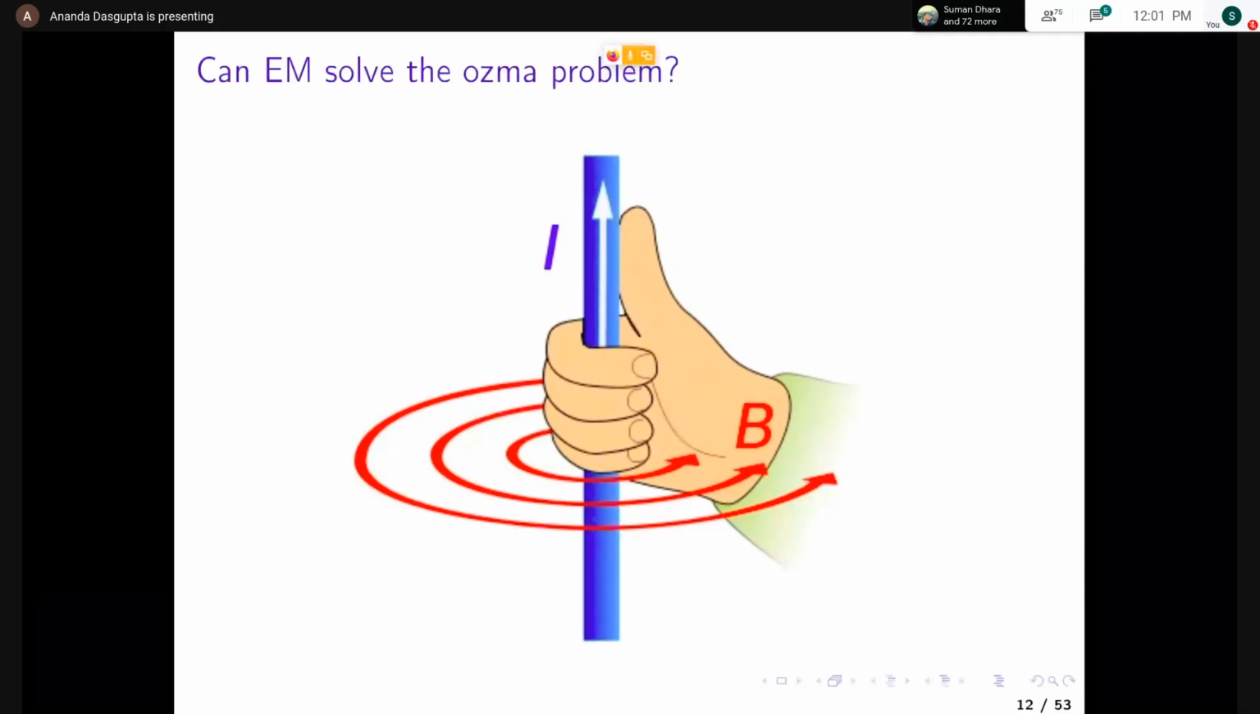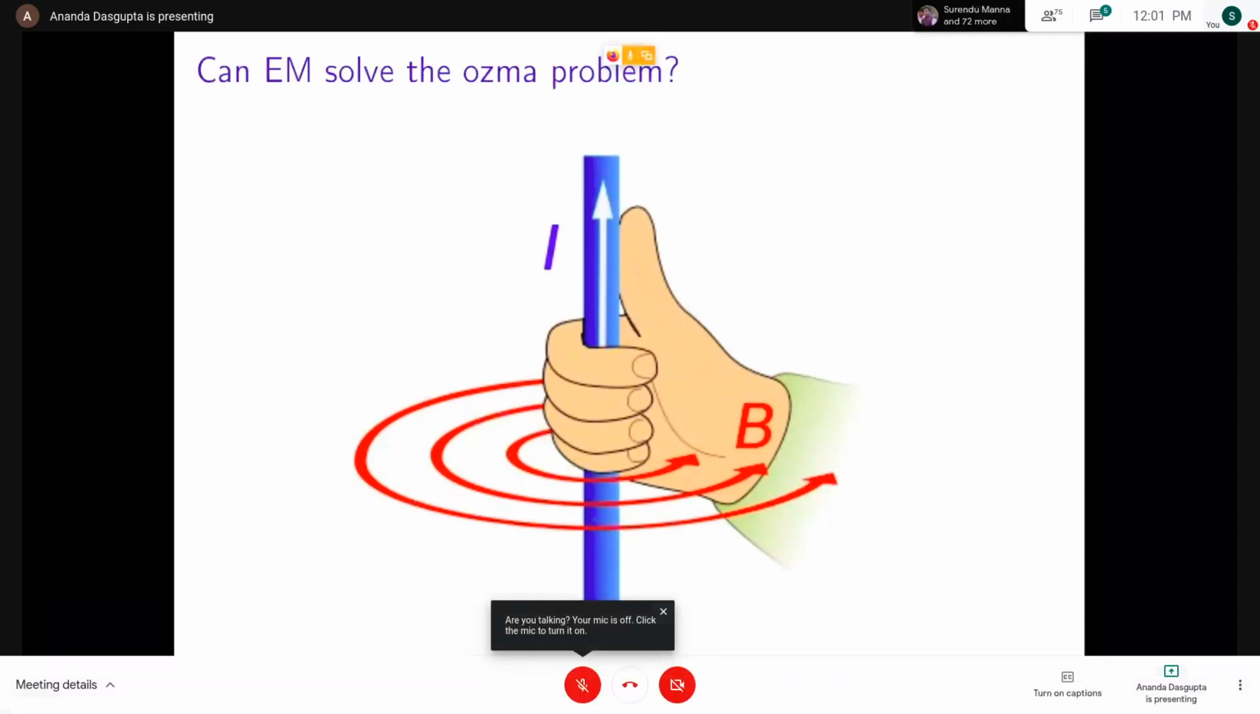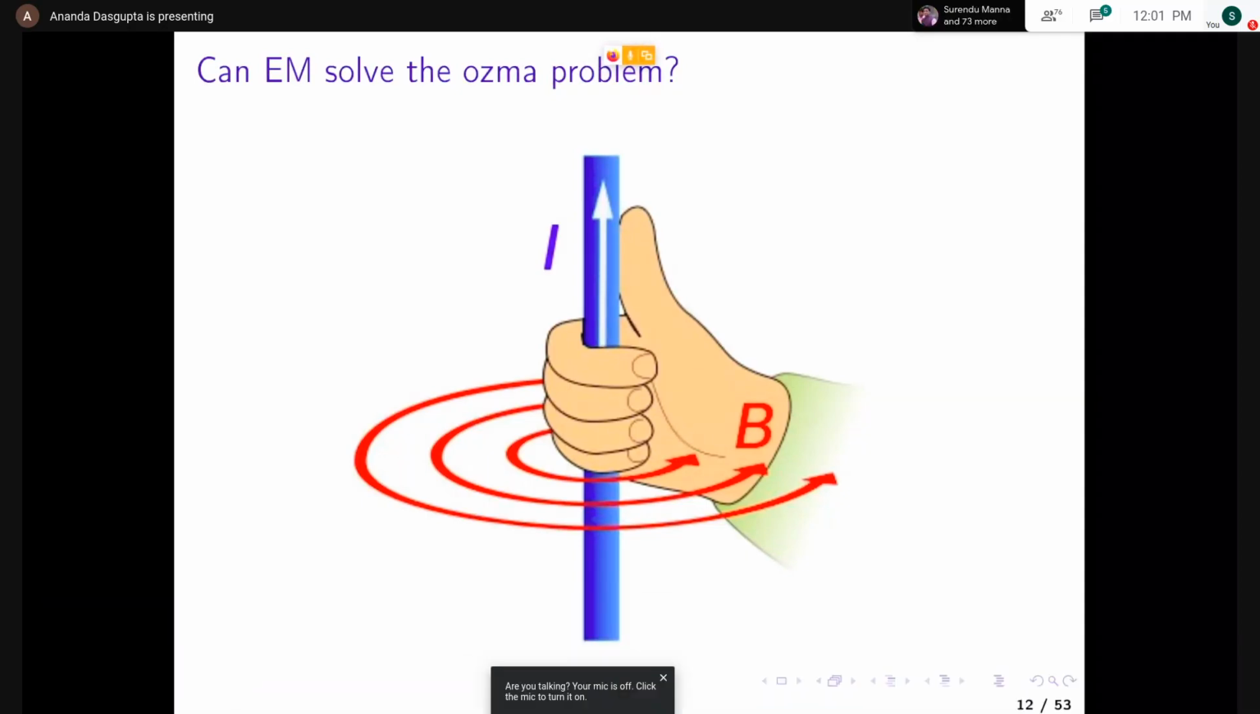This is something which every student of physics has seen. A current carrying wire. I am grabbing it with my right hand, of course, only figuratively. It's a very bad idea to grab a live current carrying wire. But if you wrap your fingers around the wire with the thumb pointing along the direction of the current, then your fingers will give you the direction in which the magnetic field is.